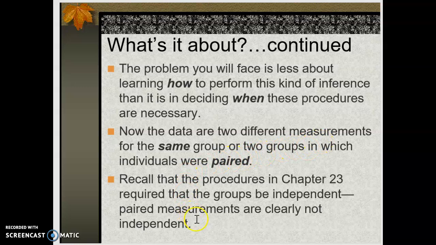In chapter 23, one of the requirements and the conditions was that the groups be independent of one another. Pretty obvious now that we have pairings based on some meaningful purpose, so they're not independent. Sometimes also we have before and after data for the same people, and obviously those data values are also not independent of one another.